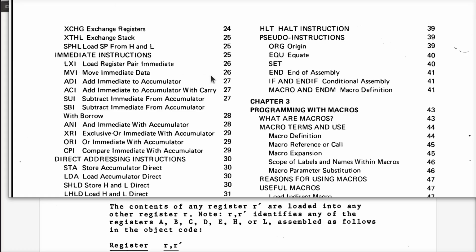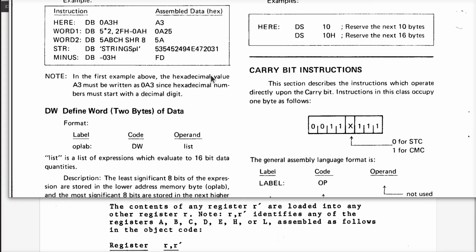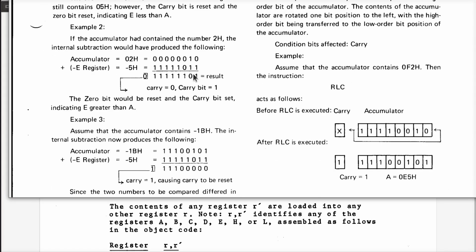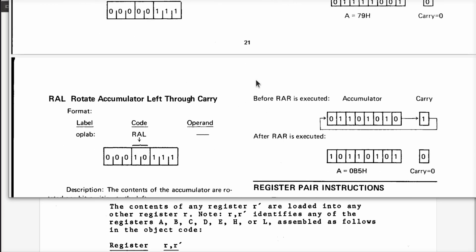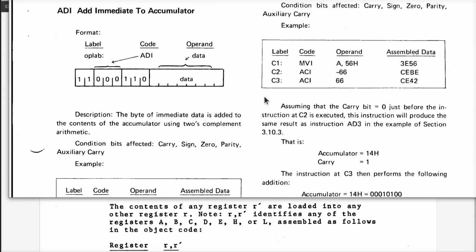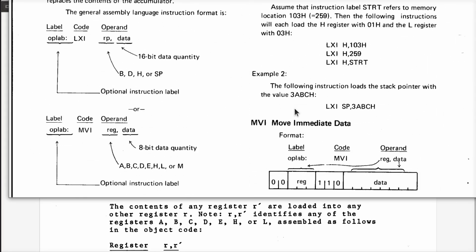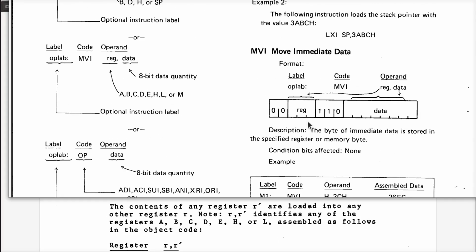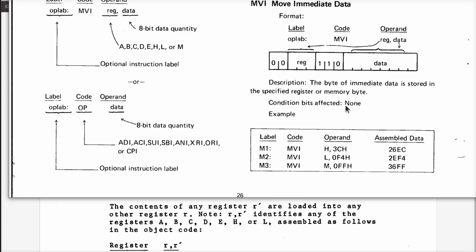Move immediate data, page 26. It'll be in the same range of instructions, I'm sure. Here, where are we? Are we on 26 yet? Are we there yet? 21. And there is 28, 27, 26. Move immediate data. Okay, here we go. You have some bit values here, and you have some data there. So this is a 2-byte long instruction, and the opcode is MVI. The operand would be the register to move it into and the value.